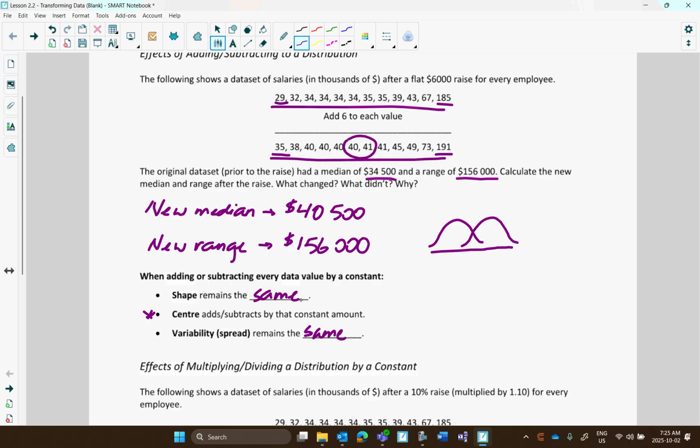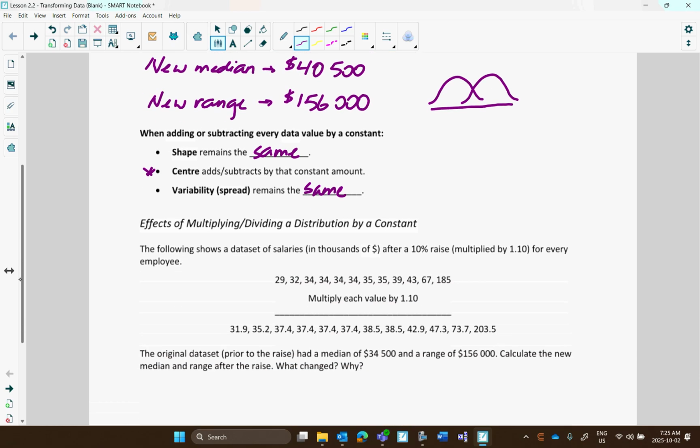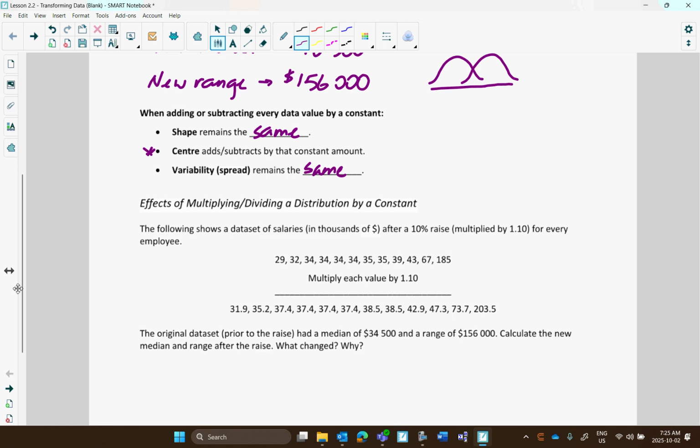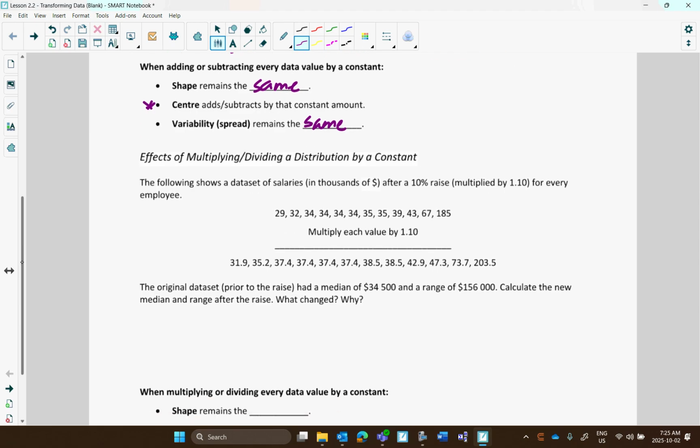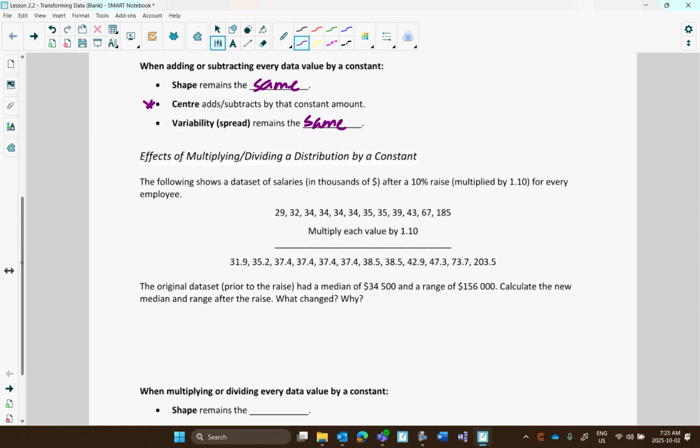What happens if we multiply or divide by some constant on a distribution? So again, we're going to use the same set of numbers, 12 salaries. And this time, every employee is going to get a 10% raise. And what that means mathematically is we are going to take your original salaries and multiply by 1.10. So we're multiplying by a constant.